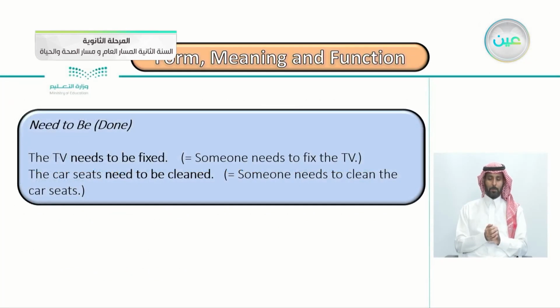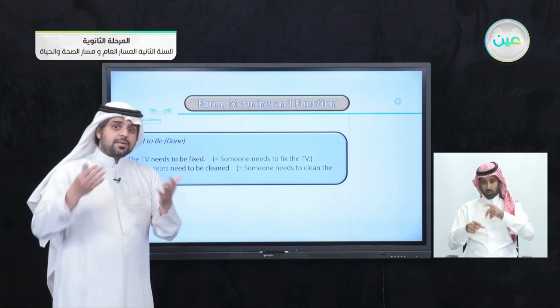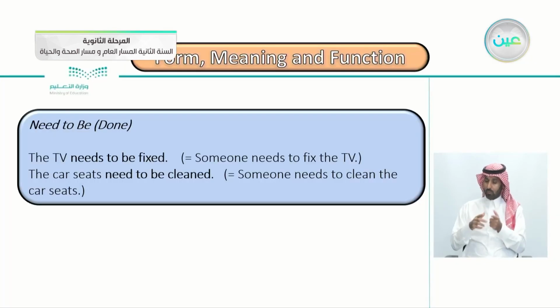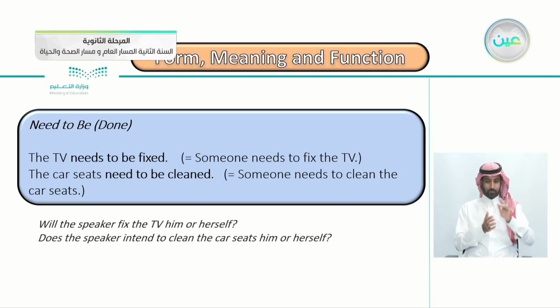And the second part of the lesson here, need to be done. Done here is the past participle, of course. The TV needs to be fixed. When you say the TV needs to be fixed, meaning someone needs to fix the TV. It's not you. You say someone needs to fix the TV. The car seats need to be cleaned. Someone needs to clean the car seats.